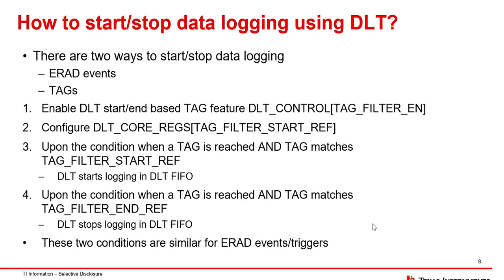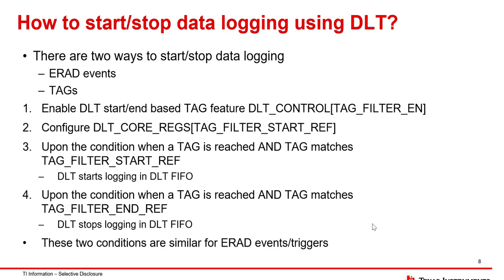The following configuration shows a step-by-step of what is needed to enable data logging using tags. Tags can be used to signal a start or stop of data logging for the DLT. Let's walk through the steps. First, you would want to enable the DLT start and end base tag feature through the tag filter enable bit. Then you want to configure the tag filter start reference.